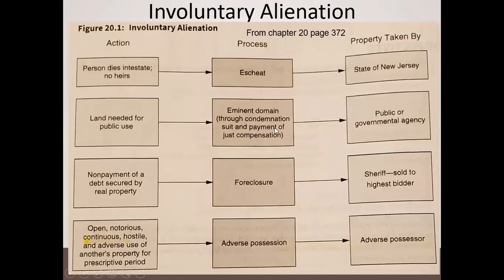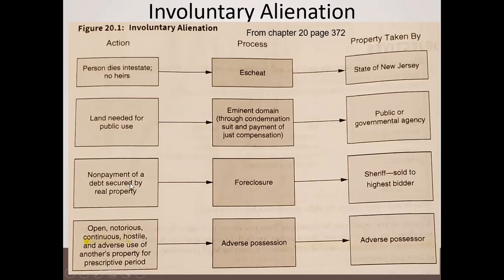Condemnation is a lawsuit for taking that property through the court system, but the owner of the property has to be justly compensated. And who has the powers of eminent domain? Who's taking that property? A public or governmental agency. Now, we also learn that the public or governmental agency is not necessarily the one that keeps it. They could always pass that on to somebody else. They could use their powers of eminent domain to take the property and then give it to somebody else.